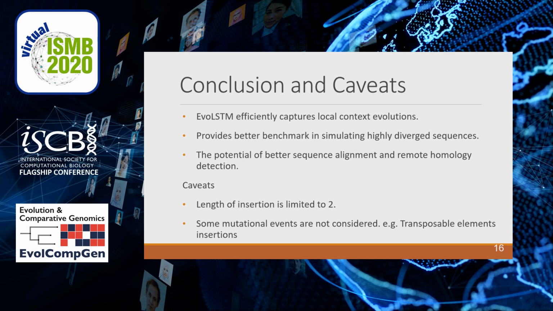With the ability to model context-dependent evolution, EvolSTM could potentially be used for building a better scoring scheme for sequence alignments and homology detection. However, EvolSTM still has room for improvements. We have ignored the insertions with length larger than 2, so EvolSTM is not able to model these instances of evolution. Also, some mutational events are not considered. For example, instances of large-scale insertions of transposable elements will not be captured in EvolSTM since the k-mer size it takes is 15.